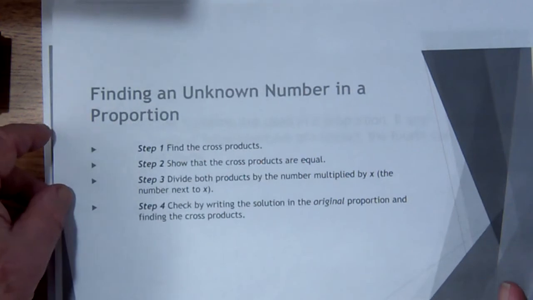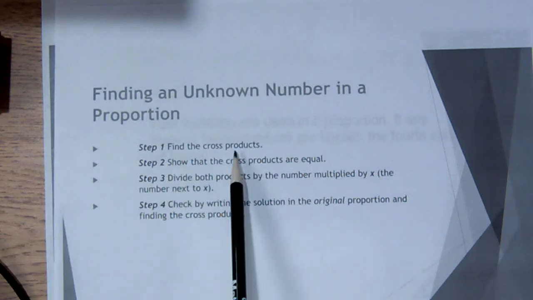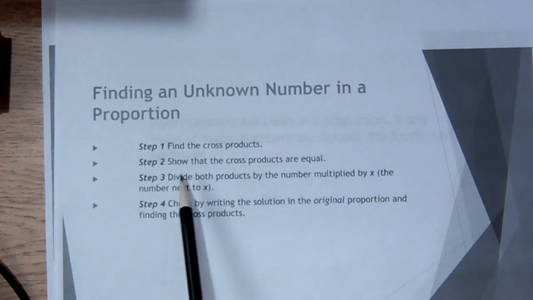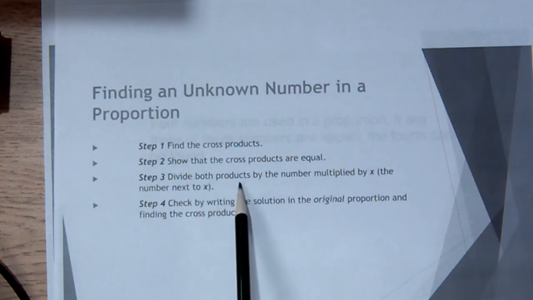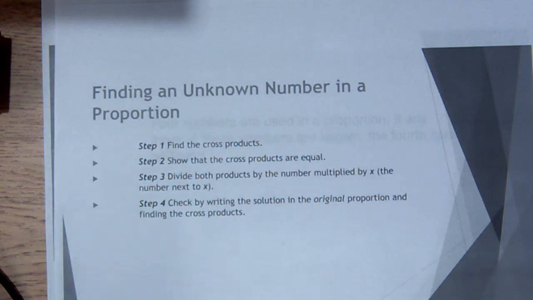Here is the process. You look at the equation, recognize it's a proportion, and then you compute the cross products. Set the 2 cross products equal, and then divide both products by the number being multiplied by the x, the number next to the x, and you certainly can check your answer. Let's look at some examples.